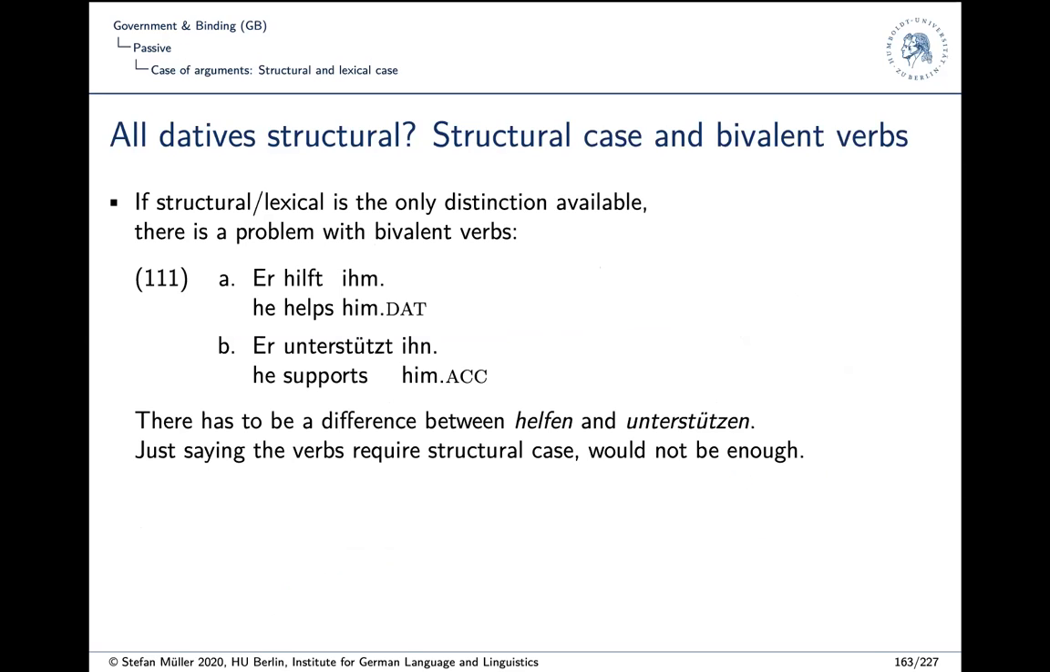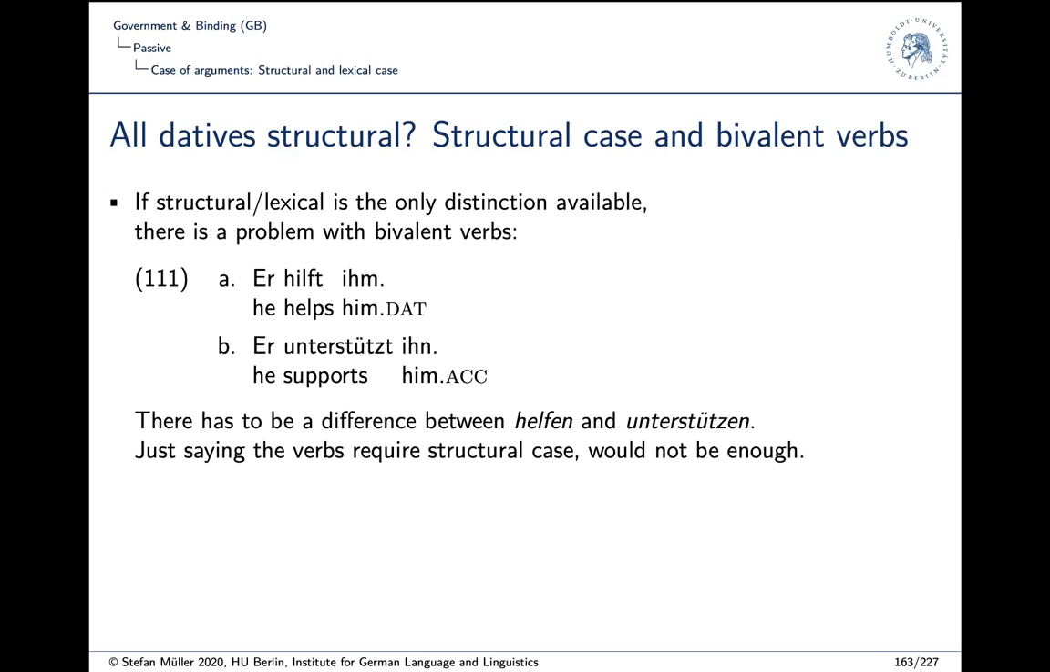Let's have a look at the other options. So one idea is to say that all datives are structural, but then there is a big problem with data like 111. Er hilft ihm, er unterstützt ihn. In one example, you have a dative, and in another one you have an accusative.